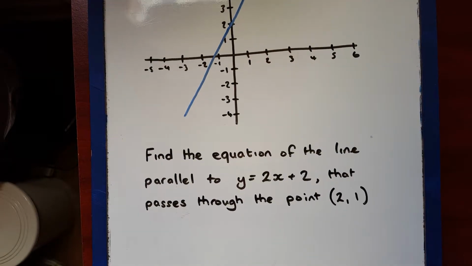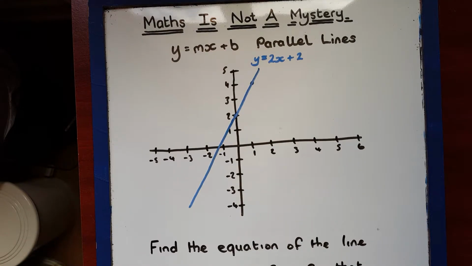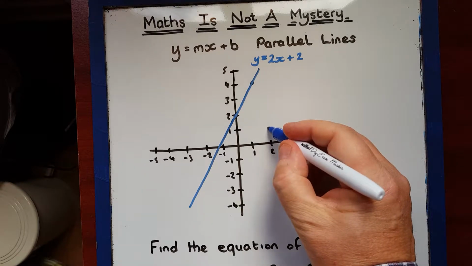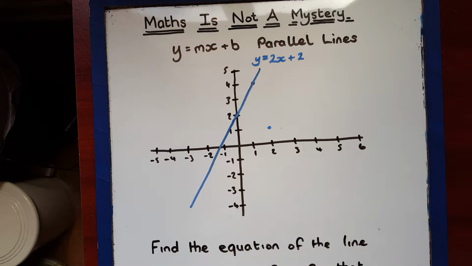And the question says, find the equation of the line parallel to y equals 2x plus 2 that passes through the point 2, 1. So what we're looking for is a line that's parallel to this, and it goes through a specific point. It goes through the point 2, 1 there. Now we need to know its name. Okay, now let's think how we're going to do this.